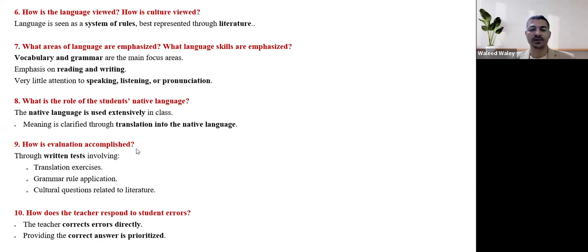How is evaluation accomplished? Here the teacher gives them translation, exercises, grammar rules application, and cultural questions related to the literature. How does the teacher respond to the students' errors? As we saw in the scenario, the teacher corrected the students directly. So who can summarize the principles of the grammar translation method? Yes, go ahead. I just want to hear you.